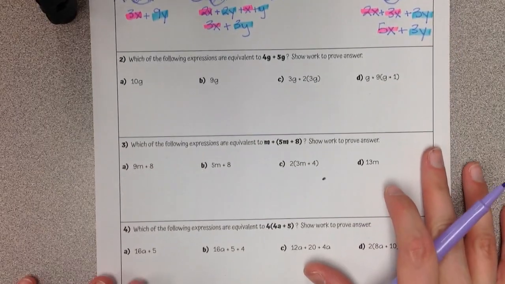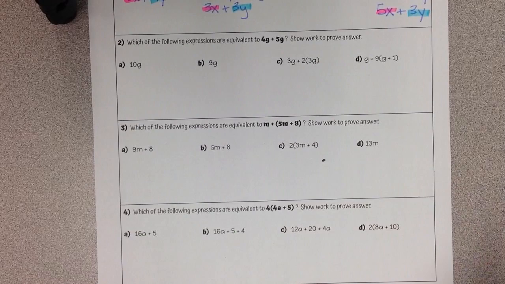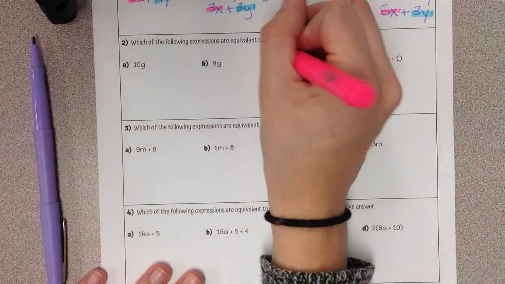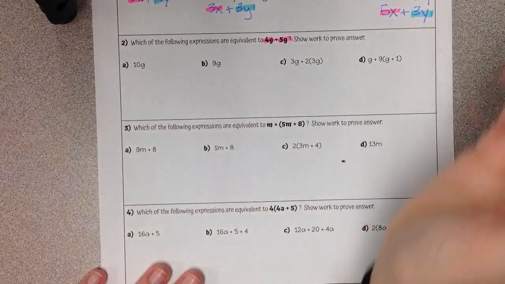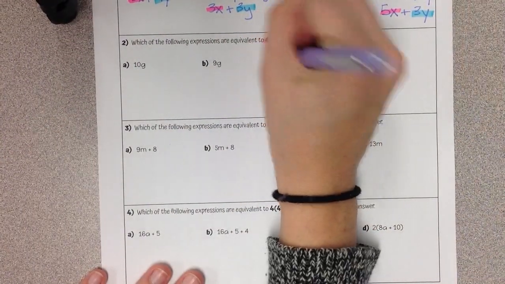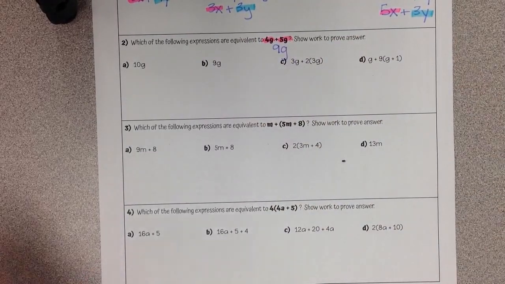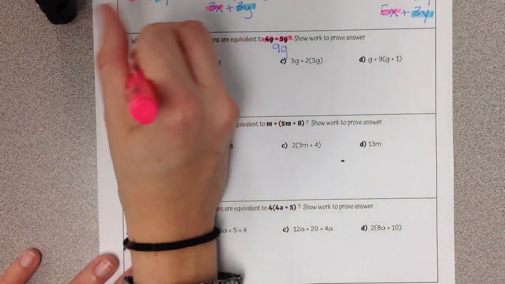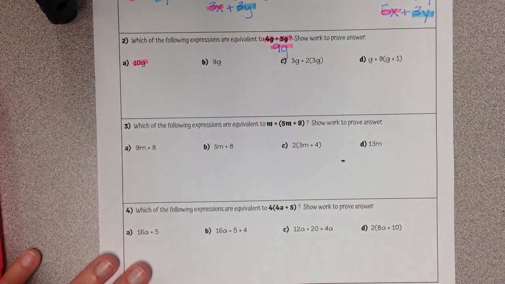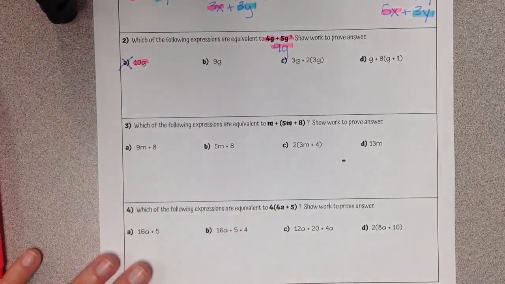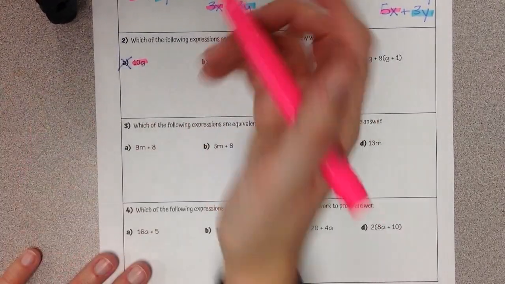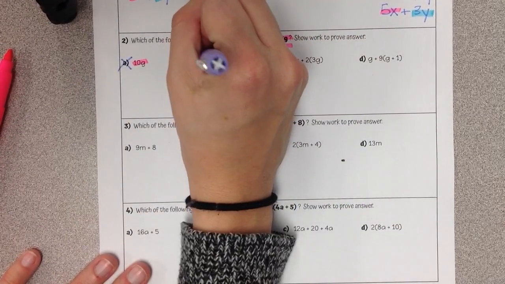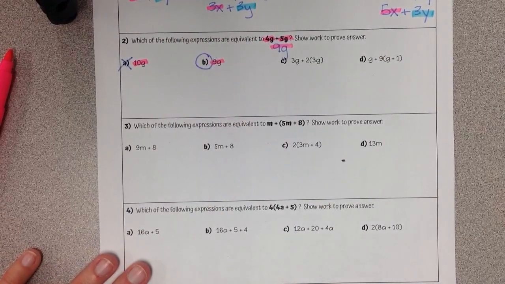All right, number 2. Same thing. Let's simplify first. We have 4g and 5g, so they are both the same variable. We can simplify. 4 plus 5 is 9g. So let's compare. Part A. There's no like terms, there's no parentheses, it's already simplified. 10g is different than 9g, so these are not equivalent. For B, there's no like terms, no parentheses, it's already simplified. 9g is the same as 9g, so that is equivalent.